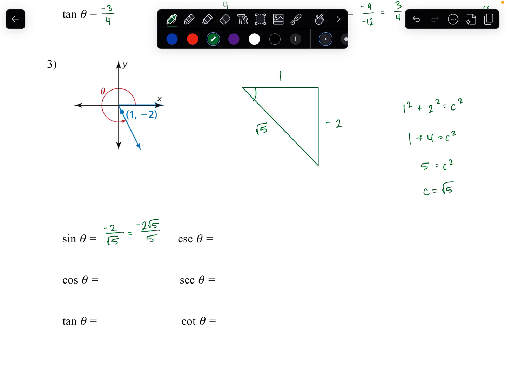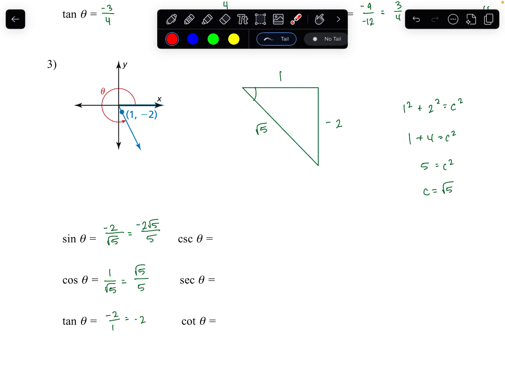For cosine, that's going to be equal to 1 over root 5. And same process, root 5 over 5. And tangent is going to be equal to negative 2 over 1, or just negative 2.